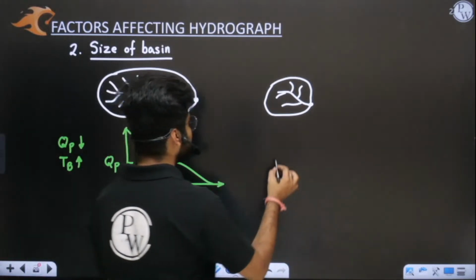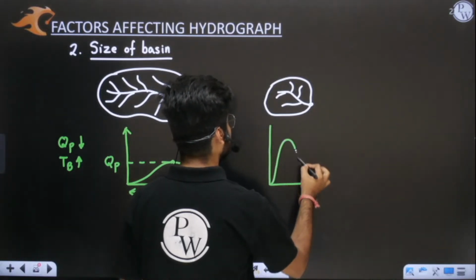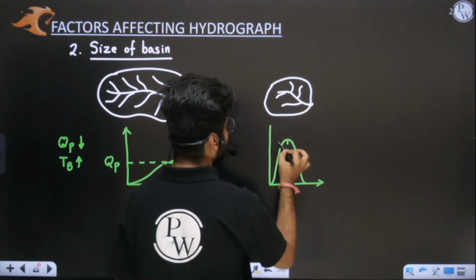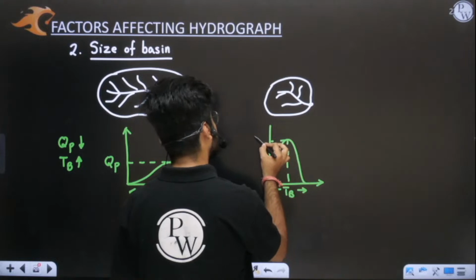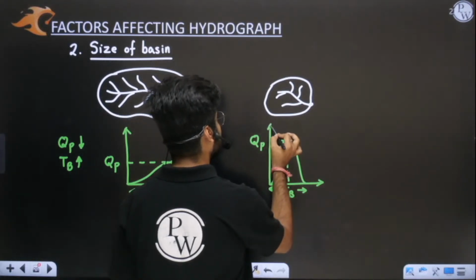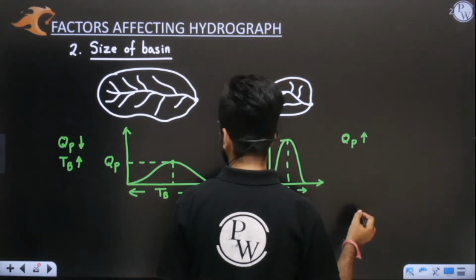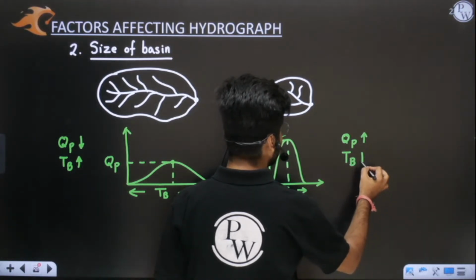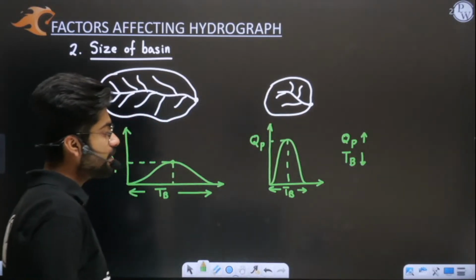And in this one what will I observe? I will observe a sharp peak or a higher peak. Peak discharge will be more and base time will be less. It will drain quickly. Yes, very good. Simple. This is your size of basin. So is this clear?